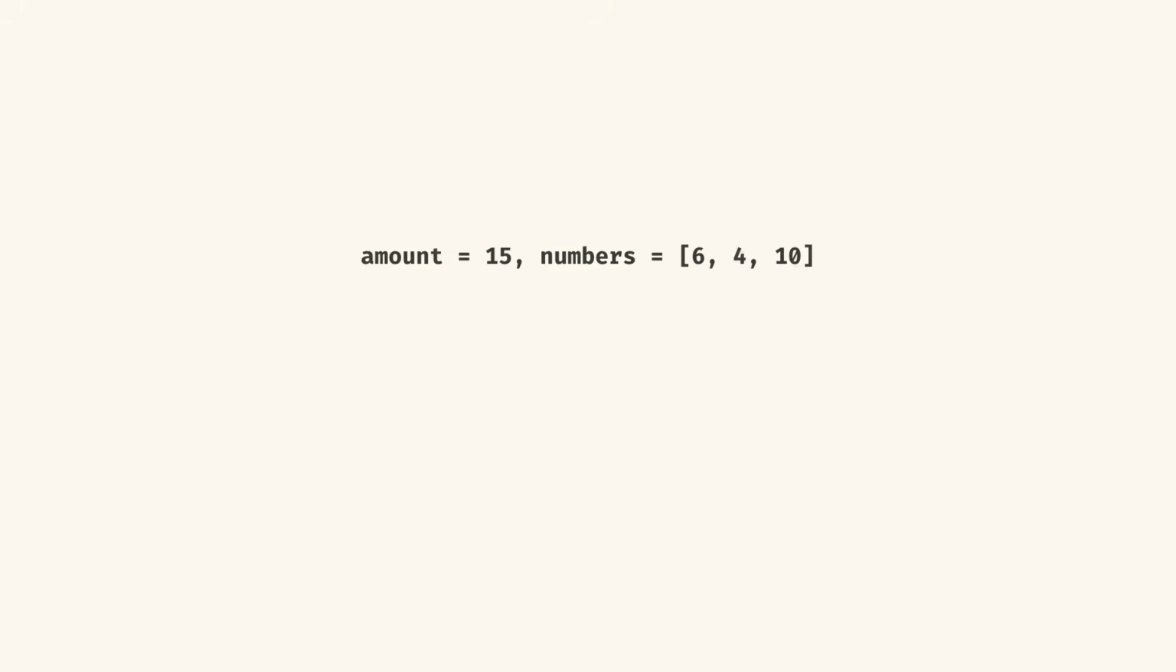It could be the case that based on the inputs we're given, it might not be possible. So if I gave you a target amount of 15, and I gave you numbers to choose from, like 6, 4, and 10, that would actually be impossible. So you should return false. All right, so how do we start attacking this one?